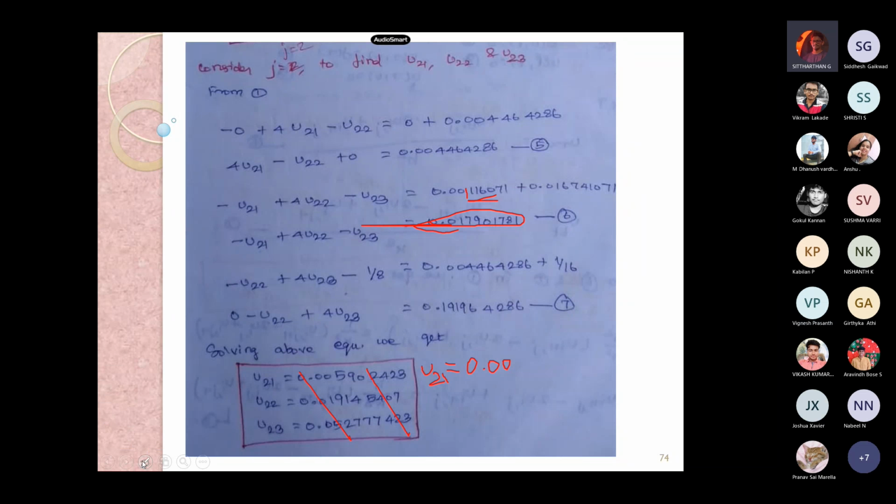Wait. So 0.0047. Let it be in scientific notation. It's 4.703 into 10 power minus 3.